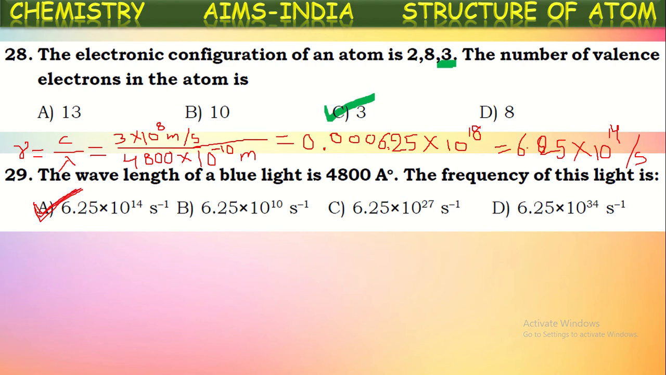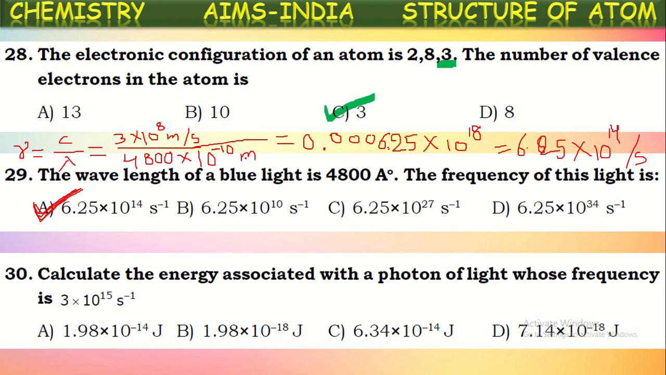So in this way we can calculate the frequency if the wavelength is given. Sometimes they may give the frequency and ask to calculate the wavelength. Then also we use the same formula, that is nu is equal to c by lambda, where nu is the frequency, c is the velocity of light, and lambda is the wavelength. Remember, all the quantities should be taken in the same system of units before doing the calculation. If they are given in other units, first they have to be converted into the same system of units. Okay, next one.